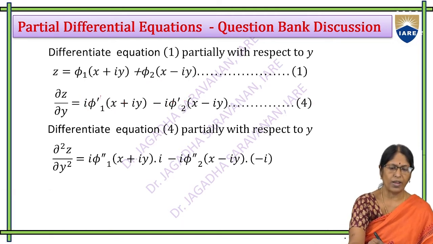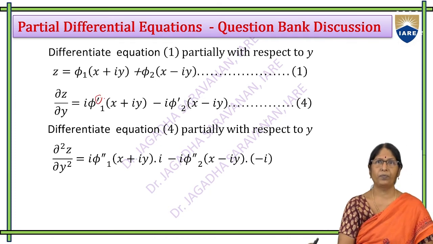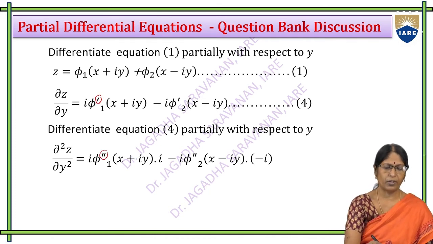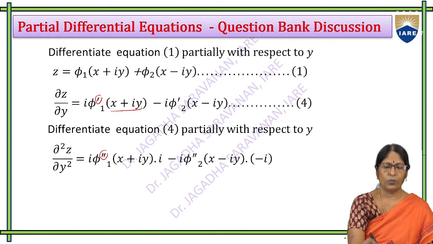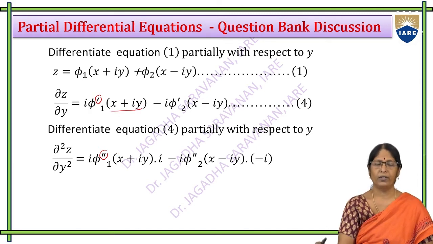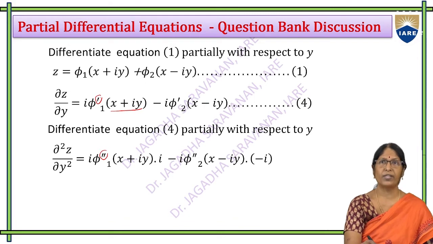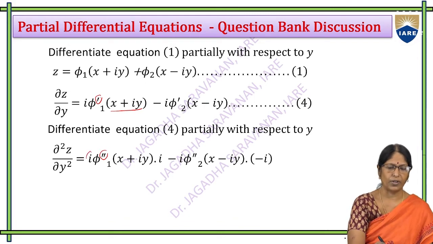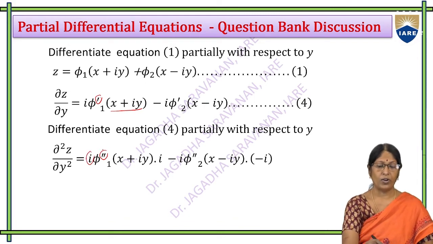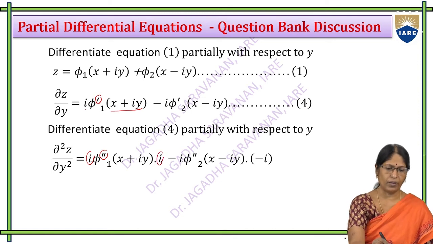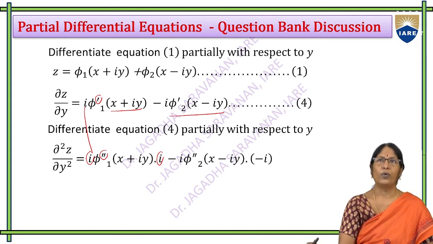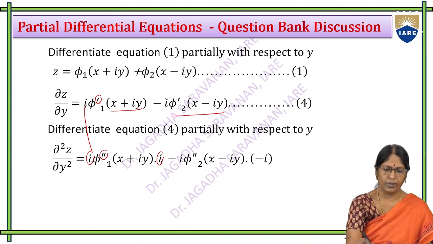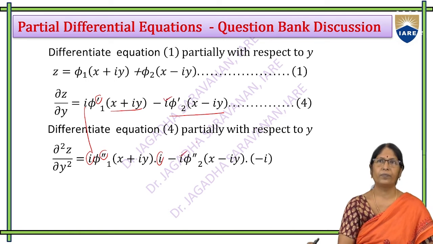Here, pi 1 dash is the first derivative, so it has become the second derivative, which is defined x plus iy. So the y differentiation is i, which is written here. Already here, one i is there. That is this i here. This we are going to do. This i as it is written.